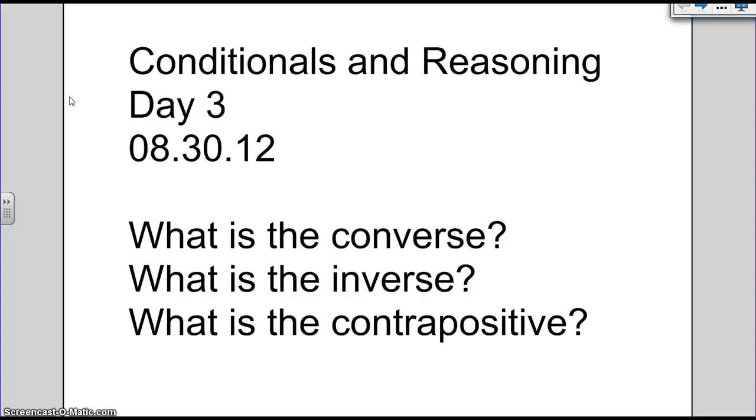This is Conditionals and Reasoning Day 3. We're going to talk about what is the converse, what is the inverse, and what is the contrapositive. Okay?